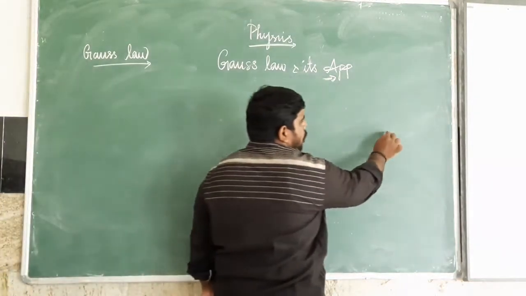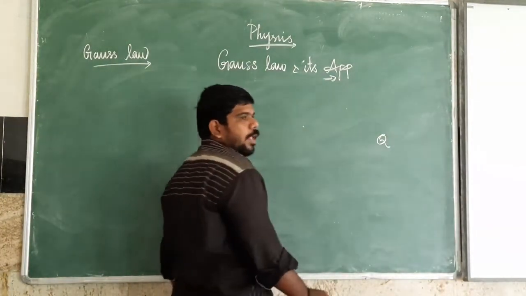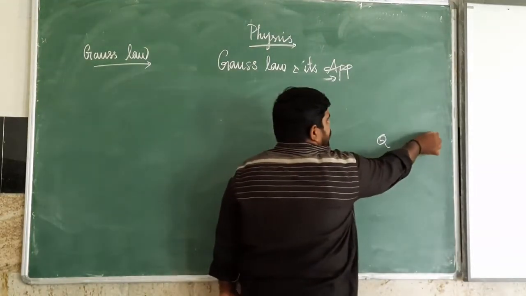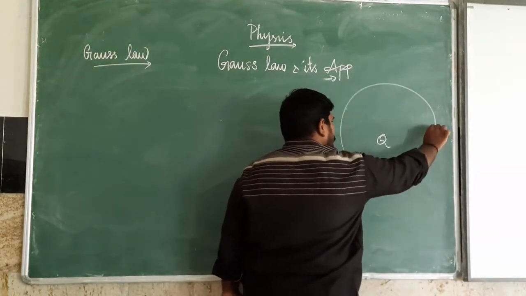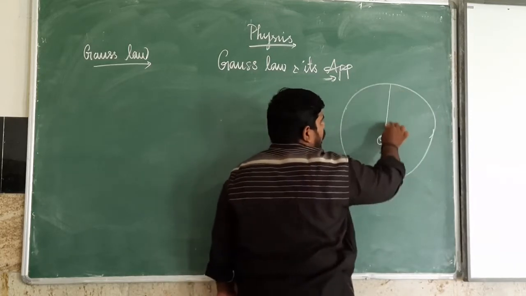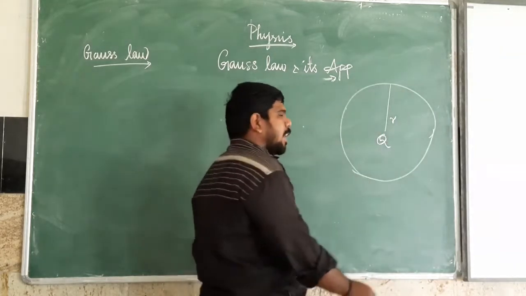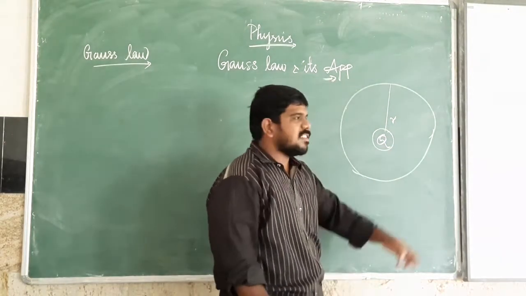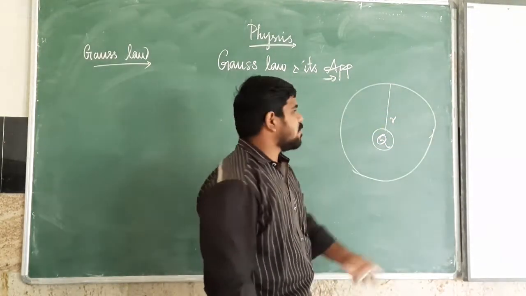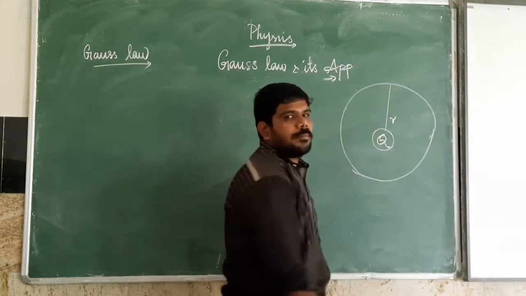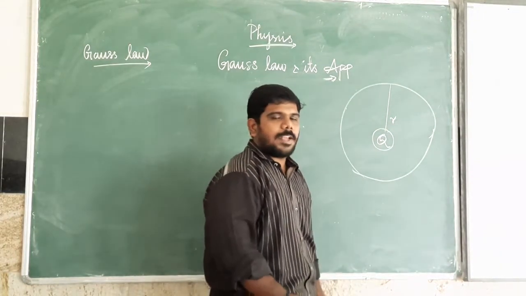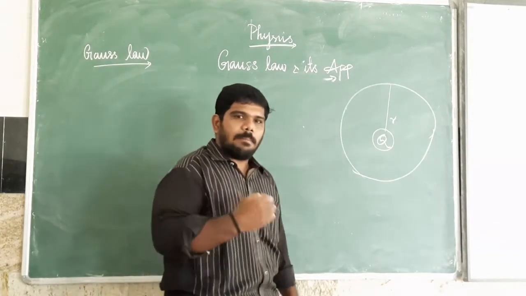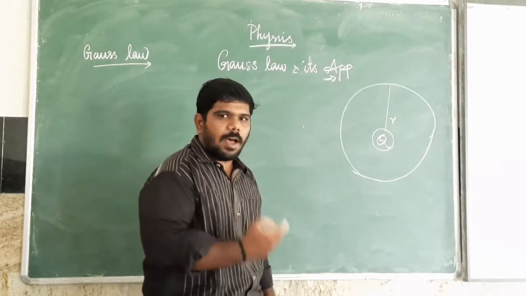We assume a point charge Q. A positive point charge Q is surrounded by an imaginary sphere of radius R. So what's the point? We are considering a point charge Q surrounded by an imaginary sphere of radius R.